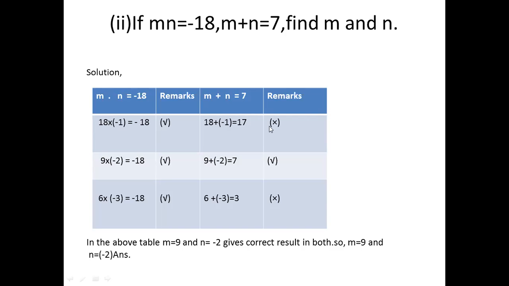It's incorrect. Here we took 9, we can take others also. 9 into minus 2 is minus 18, and it's a correct remark. And 9 plus minus 2 gives 7. It's correct. Both the remarks are correct here.